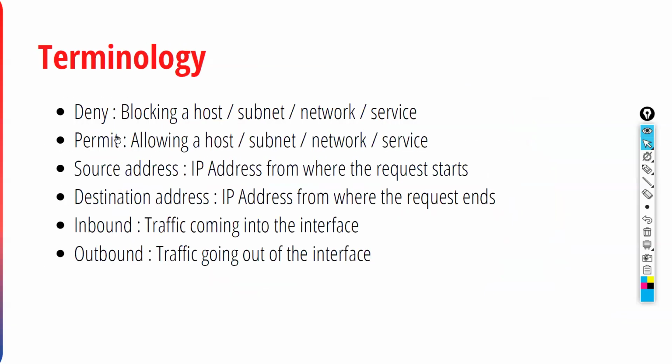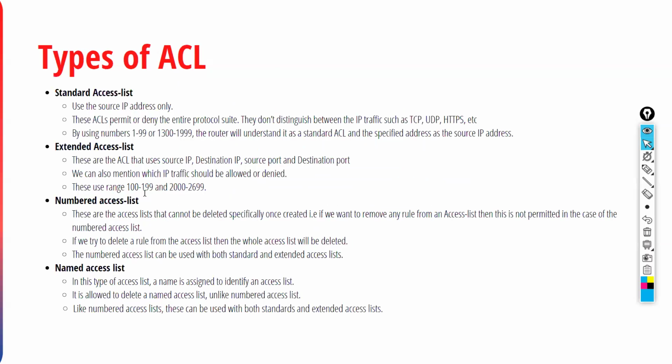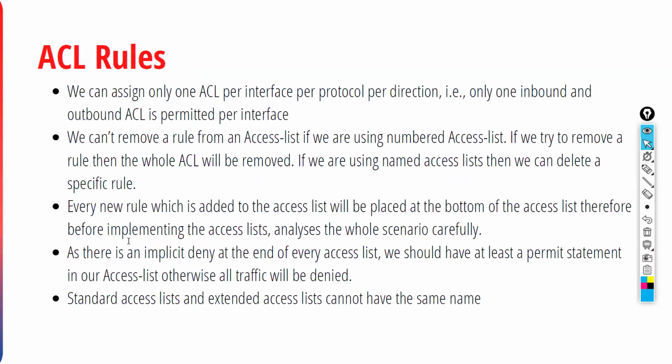Okay, these are some of the terminologies that will be used. Deny, permit, source address, destination address, inbound and outbound. Inbound is incoming traffic. Outbound is outgoing traffic. Permit means allow. Deny means block. Source address means the source IP address from where the request is coming, and destination is where the request is going. Then after that, types of ACL, we have already seen standard, extended, numbered, named, all these things.